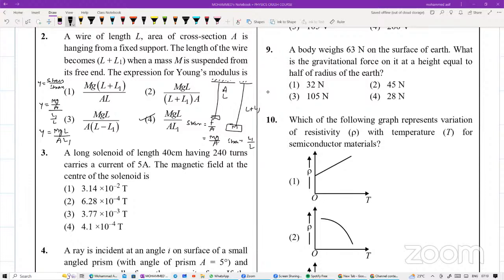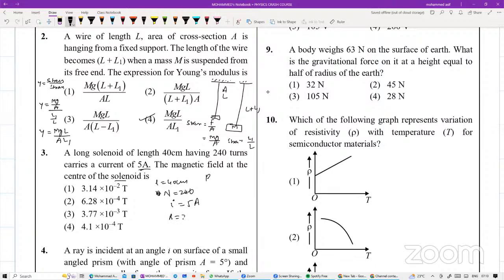Question number 3 delivered. A long solenoid of length 40 cm having 240 turns carries a current of 5 amperes. Length दे रखा है 40 centimeters. The total number of turns in this one is given, 240 turns. Current दे रखा है इसमें 5 ampere. The magnetic field at the center of solenoid.